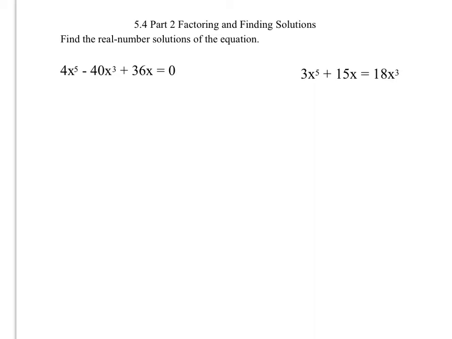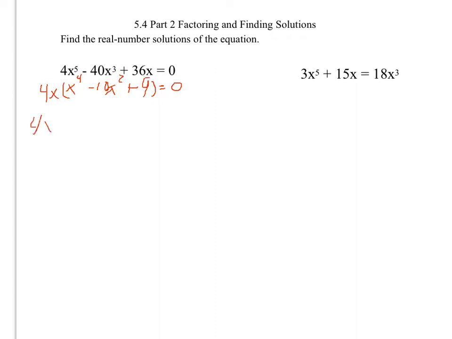So our factoring rules are no different than they were in the previous lesson. We want to first take a look at our coefficients. They're all divisible by a 4, and then we can take an x out. So now, what's left? We'd have an x to the 4th minus 10x squared plus 9.